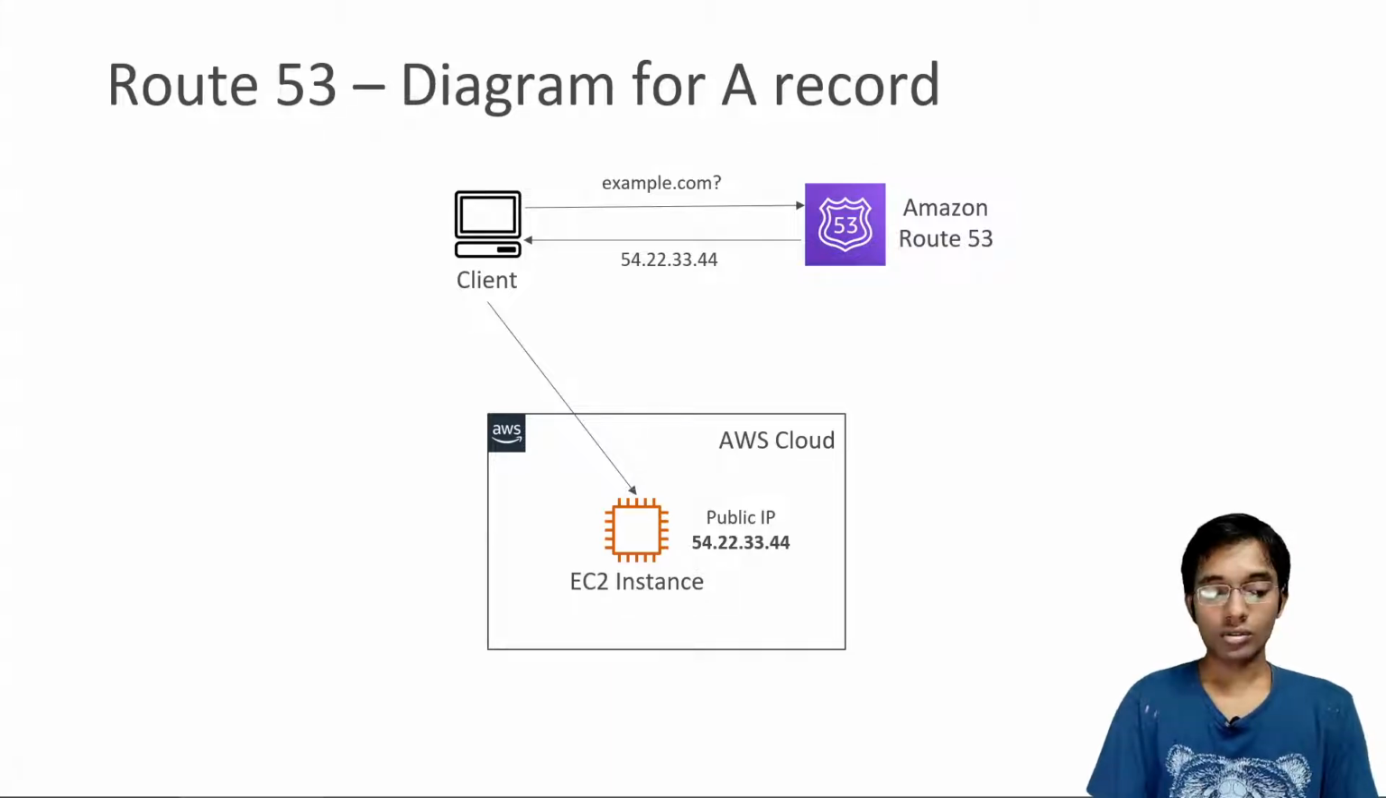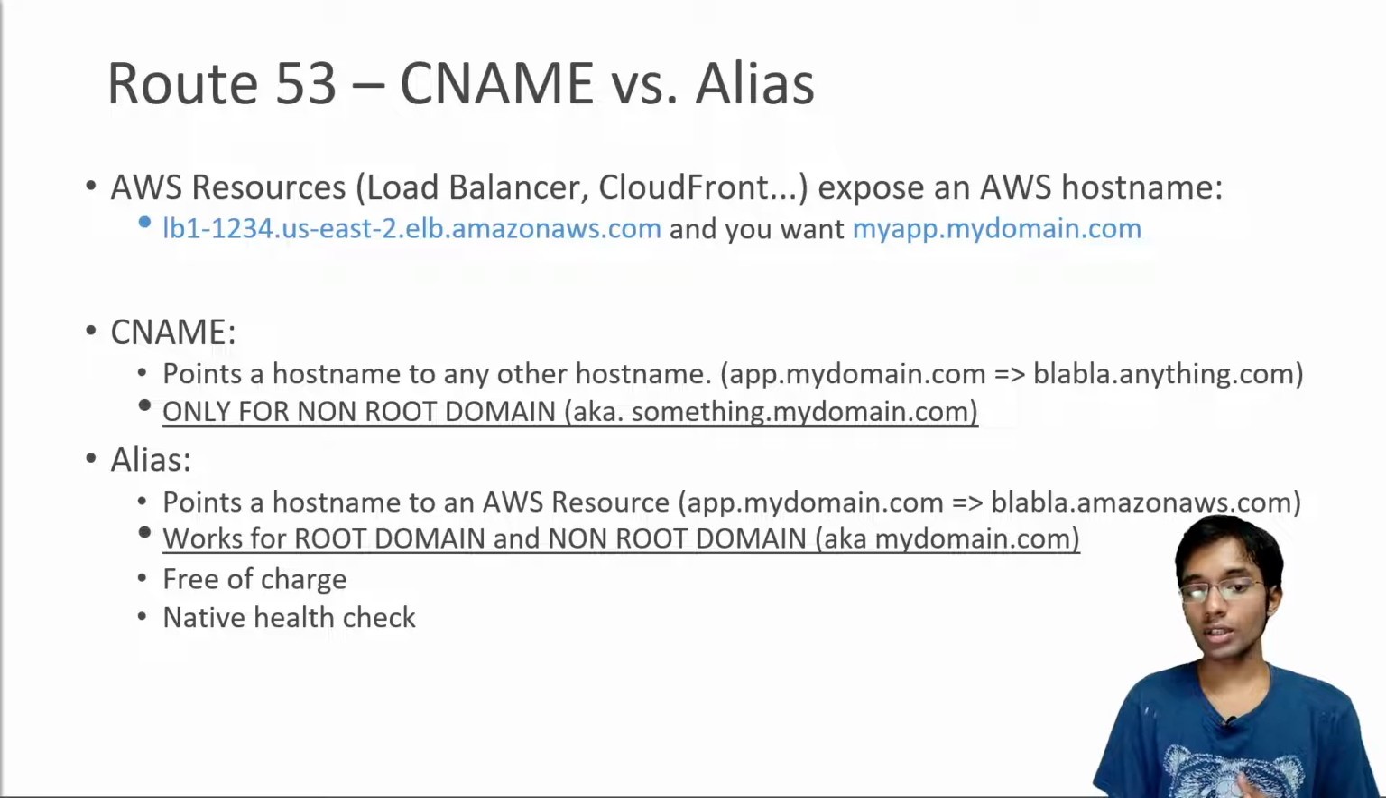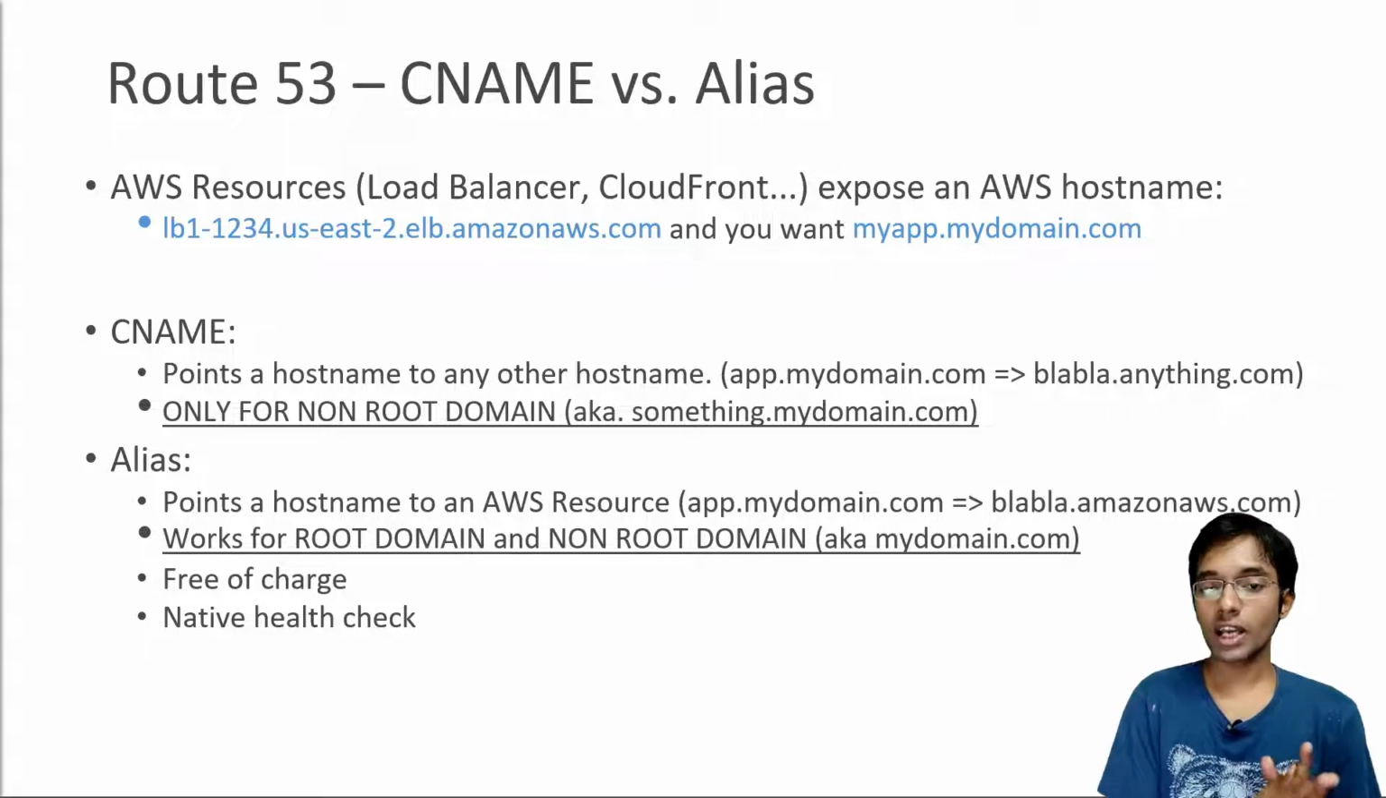Okay. Now let's talk about the difference between CNAME and alias. So other resources in AWS, for example a load balancer, CloudFront, etc., expose an AWS hostname. So for example, this is a hostname of a load balancer, lb1-123.us-east-2.elb.amazonaws.com. And maybe you want this load balancer to actually have a custom domain, that is myapp.mydomain.com. So how would you do this?